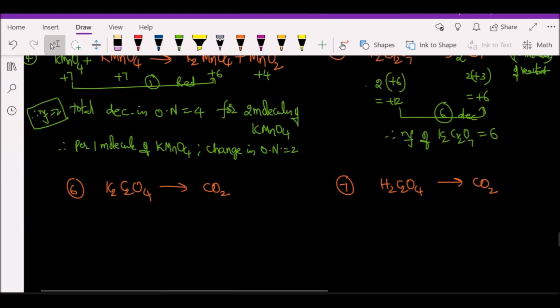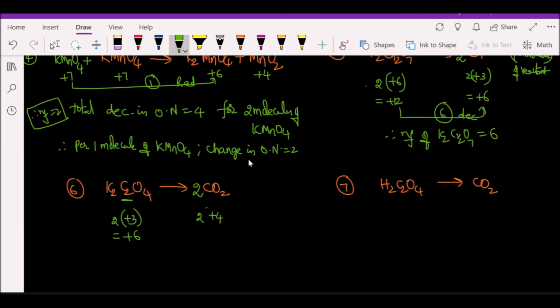So, as you people have said the answers correctly, the answer is 2 and 2 for both. How is it identified? Potassium is not undergoing change, only carbon is undergoing. So 2 carbons we have. So take 2 CO2. Each carbon's oxidation number is plus 3, so 2 carbons, that value is plus 6. Each carbon in CO2 is plus 4, 2 carbons, so plus 8. So plus 6 to plus 8, so the change in oxidation number is 2.